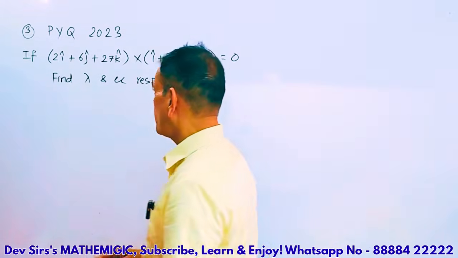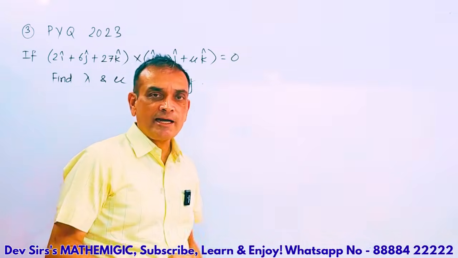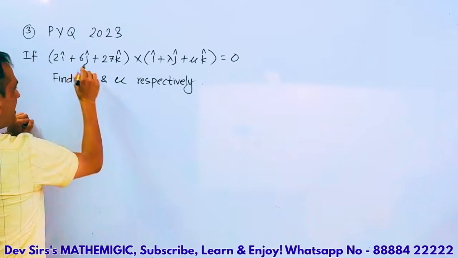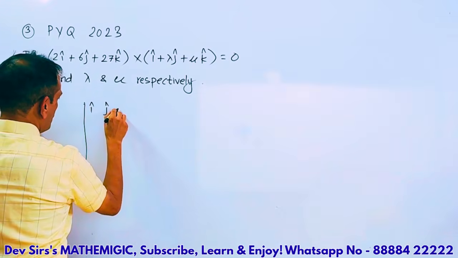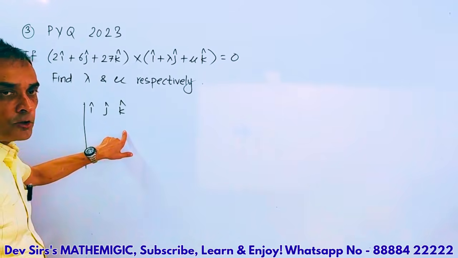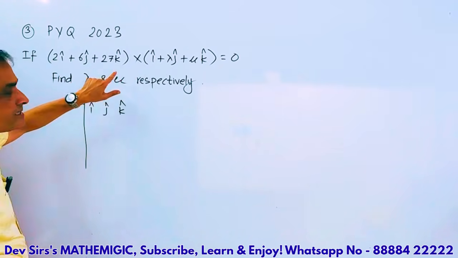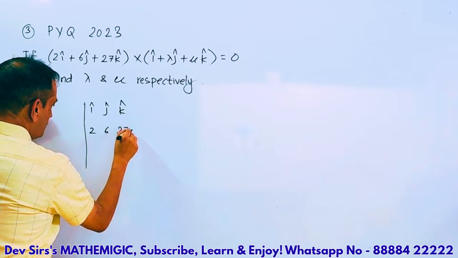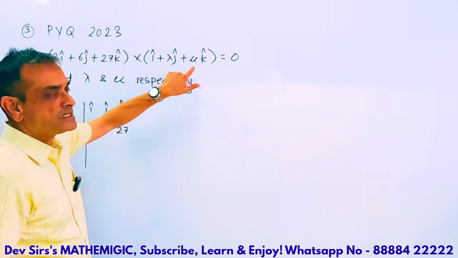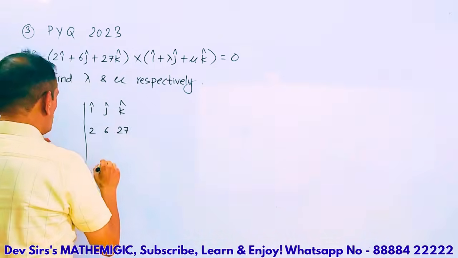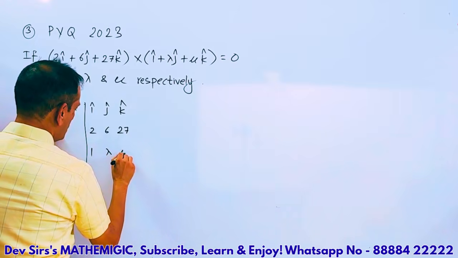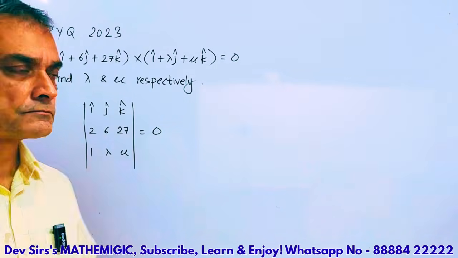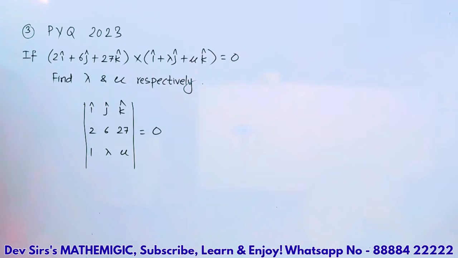So how do you take the cross product now? If two vectors are given in terms of i, j, k, how do we take the cross product? First row i, j, k. Second row, the coefficients of the first vector: 2, 6, 27. Third row, the coefficients of the second vector: 1, lambda, mu. Equal to 0 is given. Just expand the determinant.